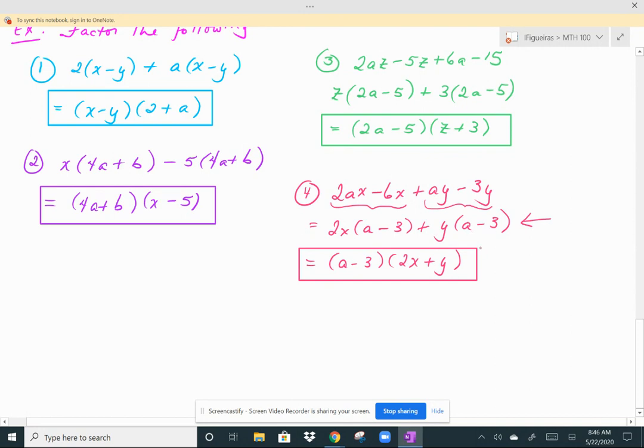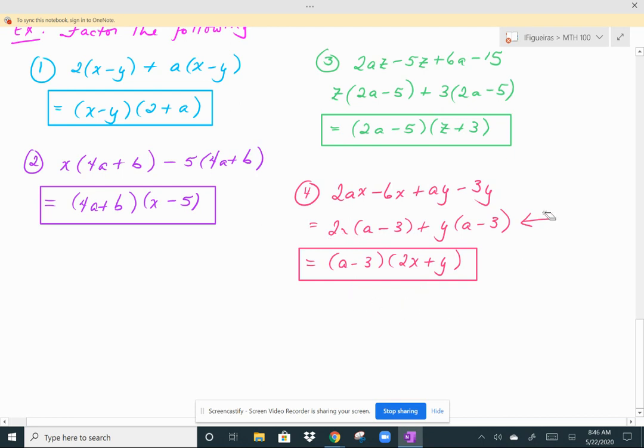So you're not quite done because, again, this is not factored in line 2 because I have a sum in between. So they have a common binomial of a minus 3. You write that first. And then you're left with 2x and plus y. That gets written second. So your answer is a minus 3 times 2x plus y.